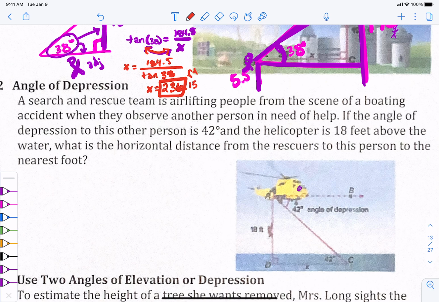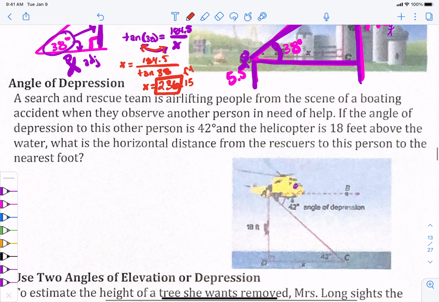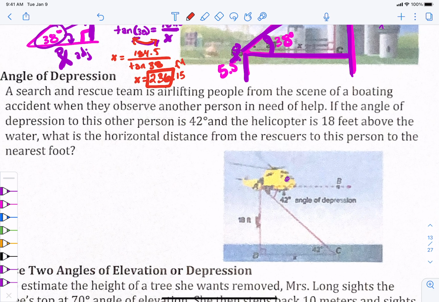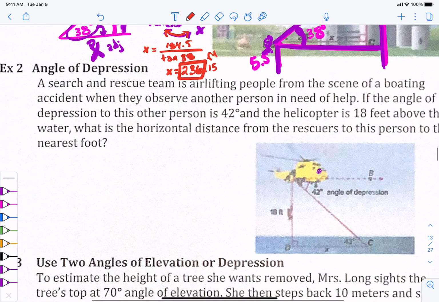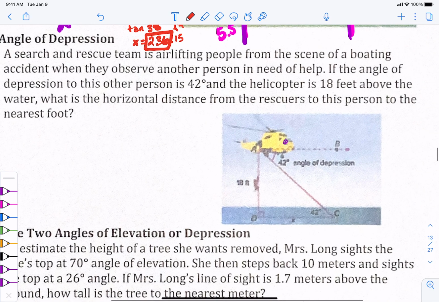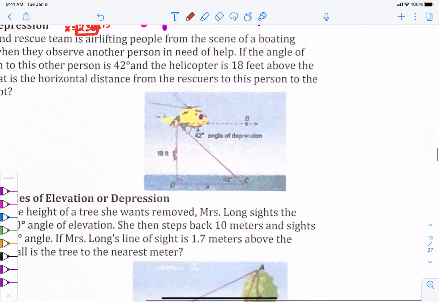A search and rescue team is airlifting people from the scene of a boating accident when they observe another person in need of help. If the angle of depression to the other person is 42 degrees and a helicopter is 18 feet above the water, what is the horizontal distance from the rescuer?